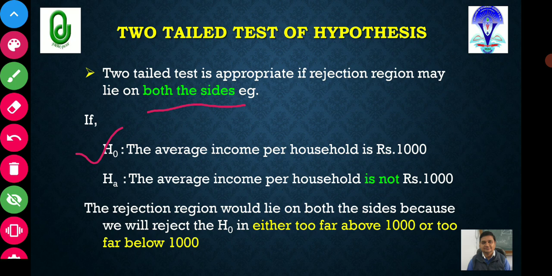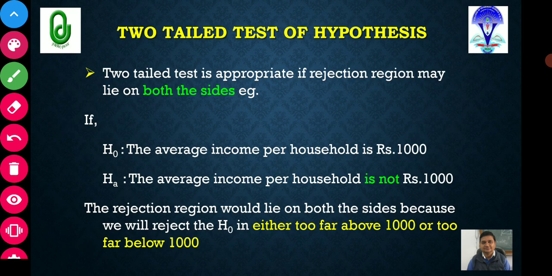So if it is greater than 1000 or less than 1000, that means we have to go for two-tailed hypothesis testing, because the rejection region may be on both the sides. The rejection region would lie on both the sides because we will reject the null hypothesis if it is either too far above 1000 or too far below 1000. So now I think you have understood why the two-tailed test is necessary. We will be seeing one example of a one-tailed test also. Then you will understand it in a much better way.